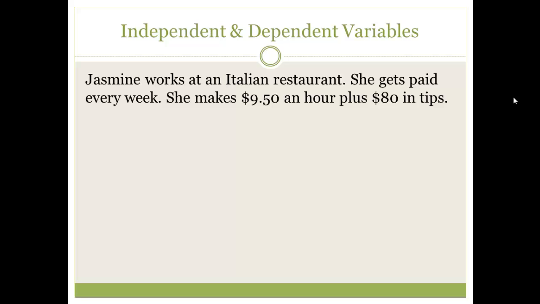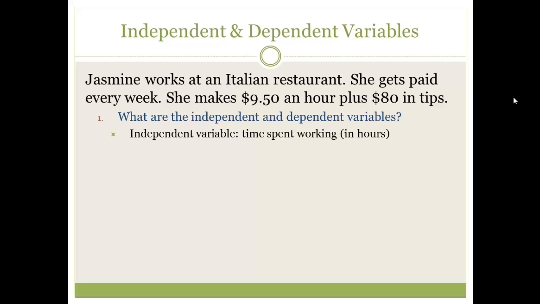Jasmine works at an Italian restaurant. She gets paid every week. She makes $9.50 an hour plus $80 in tips. First, let's determine the independent and dependent variables. The independent variable would be the time Jasmine spent working. The dependent variable would be her total wage.